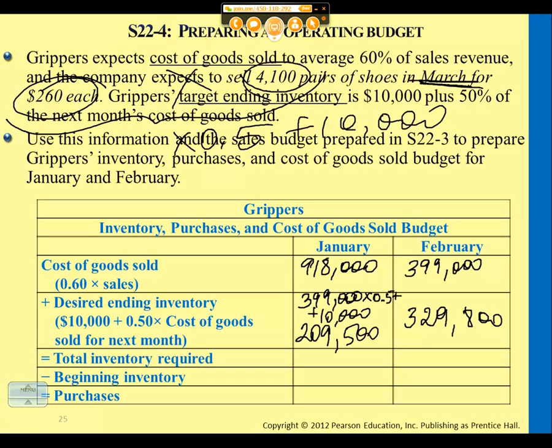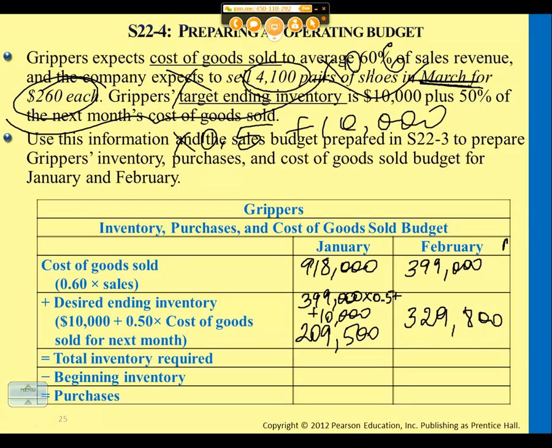I have a question. Don't you have to calculate cost of goods sold first? Okay, so what you did, 260 times 4,100, will give you the sales for March. Then multiply by 0.6 to get the cost of goods sold. Cost of goods sold is 60% of your sales revenue. So first you do the 1,066,000 times 0.6.